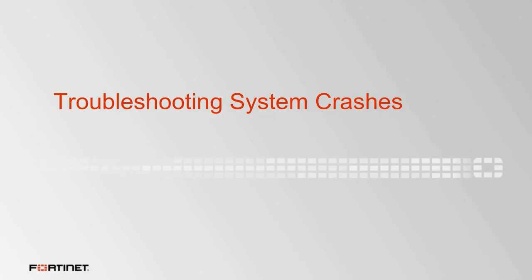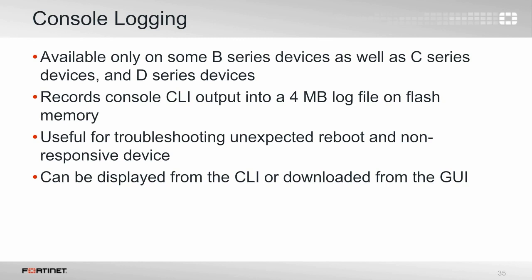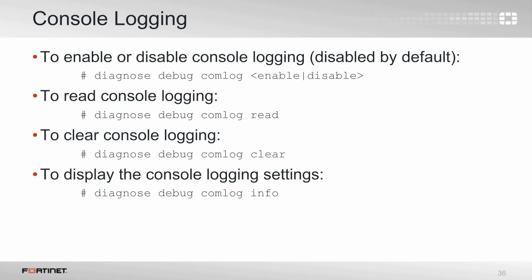In the final section of this module, you will learn how to troubleshoot system crashes. In some FortiGate models, you can configure the device to store all the console logs into the flash memory. This is especially useful when troubleshooting unexpected reboots and units that randomly become unresponsive. Once the logs are stored, they can be displayed from the CLI or downloaded from the GUI for further analysis. This slide shows the commands for enabling, displaying, and clearing the console logs.